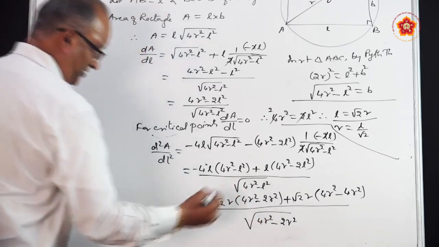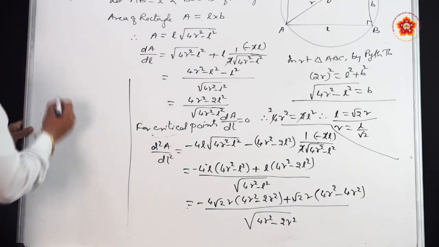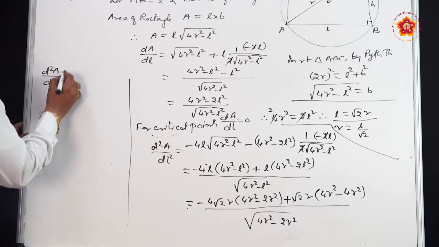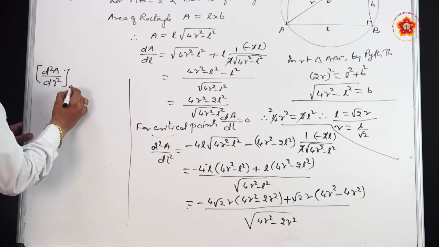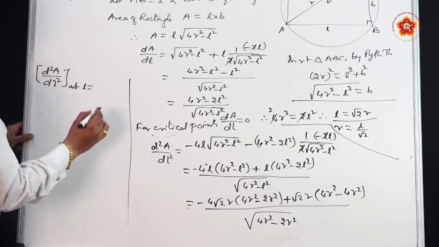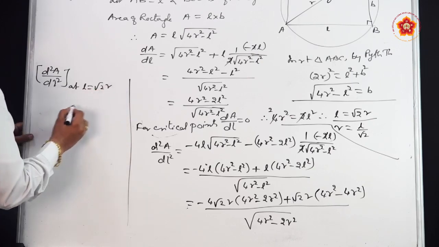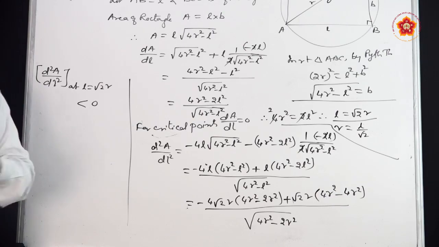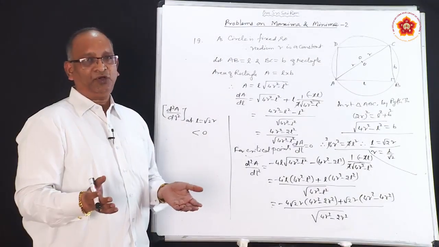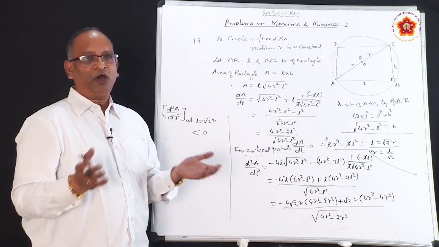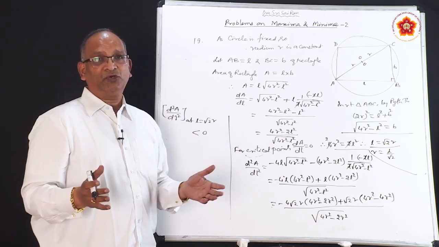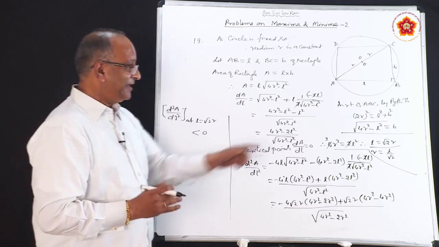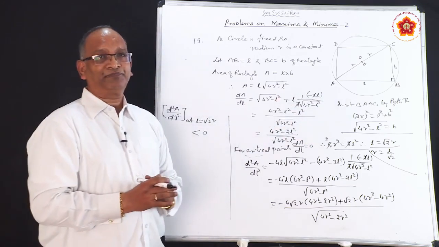So, the whole thing, when we write it, we can say d2A by dL square at L equal to root 2r is less than 0. Less than 0 means negative. If it is less than 0, we conclude that the area is going to be maximum when L is equal to root 2r.